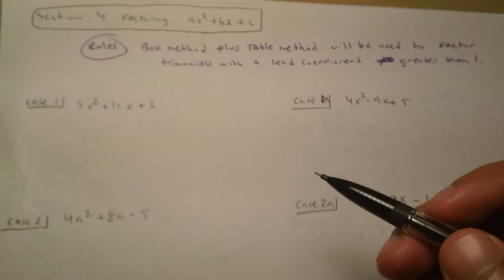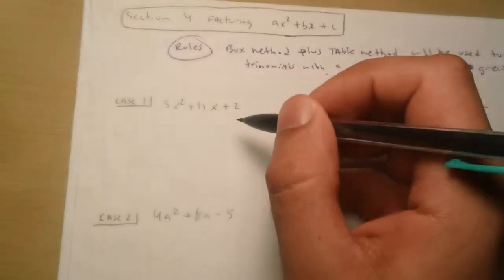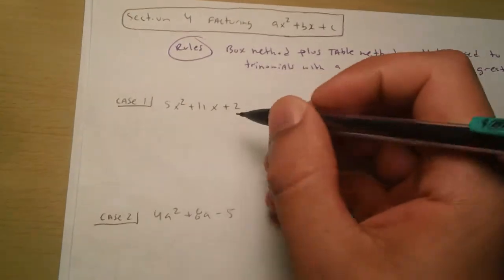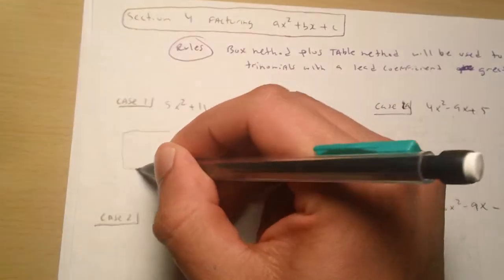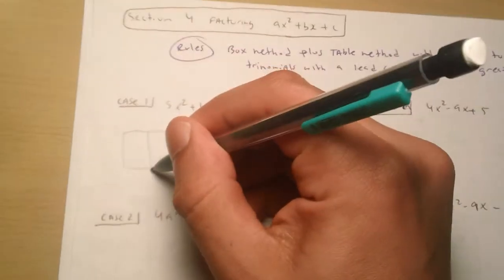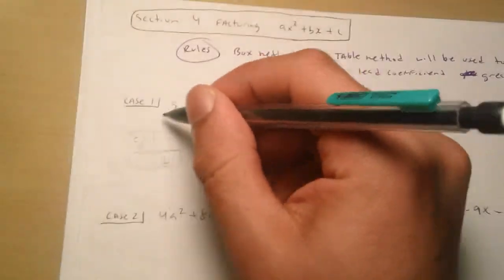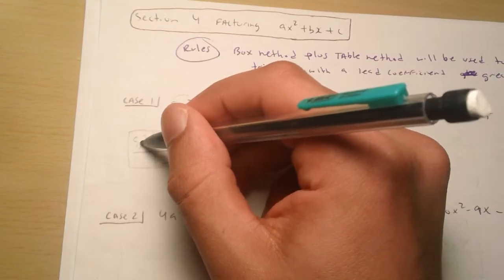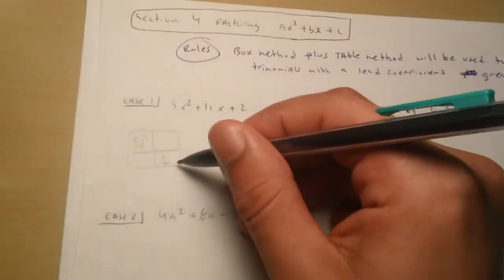Okay, so I'll just go ahead and start it off. So we have 5x squared plus 11x plus 2. Then we have to put it into our box method. So we have the box, and we have 5x squared and 2. First term goes into the top left corner of the box, 2, our last term, goes into the bottom right corner of it.